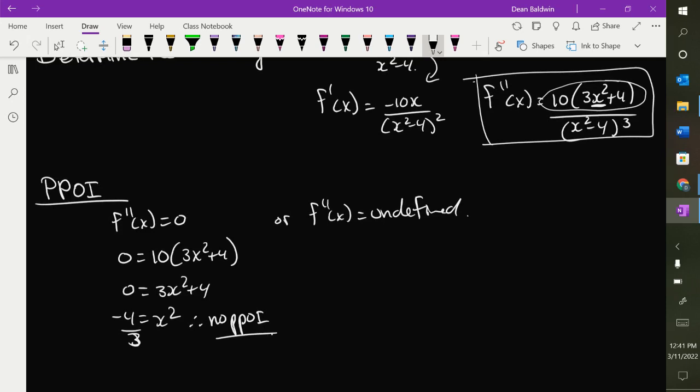On the other side, you could have figured that out in the beginning by looking at it. When you square something, you always get a positive number. Add it, you're always going to get a positive number. It can never be 0. Okay?